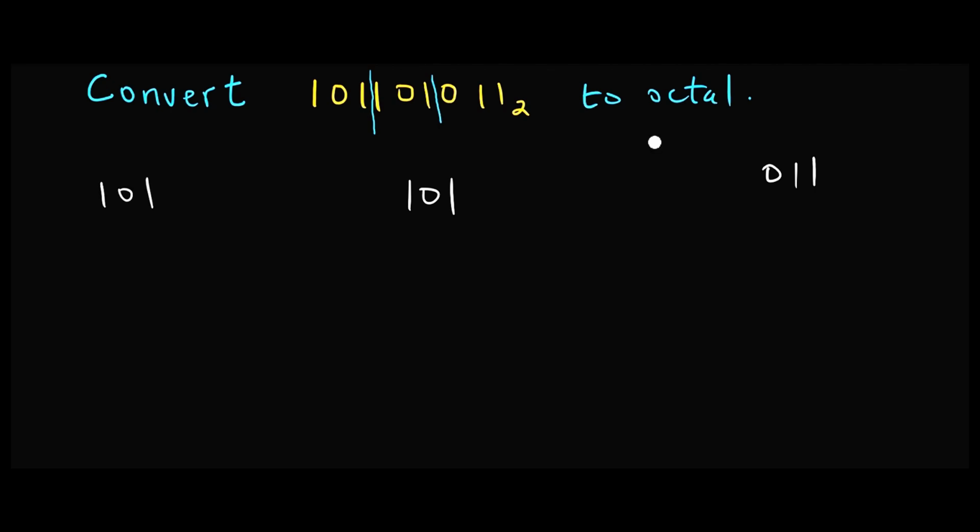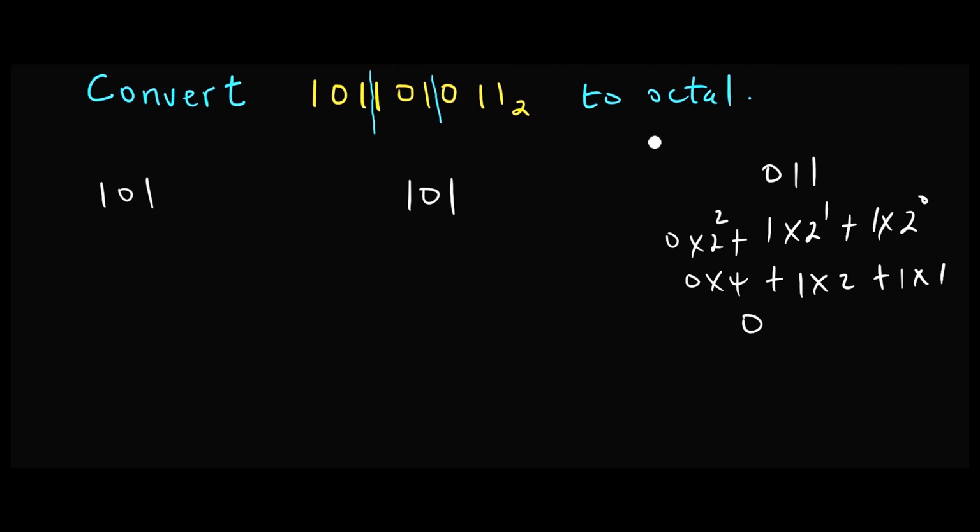So the next step would be to convert each group to decimal. We do that by multiplying each bit by base 2. So we're going to have 1 times 2 power 0 plus 1 times 2 power 1 plus 0 times 2 power 2. Then this will be 0 times 4 plus 1 times 2 plus 1 times 1. That is 0 plus 2 plus 1, which is just equal to 3.